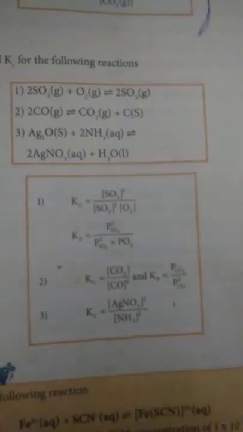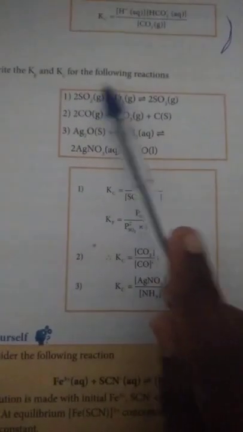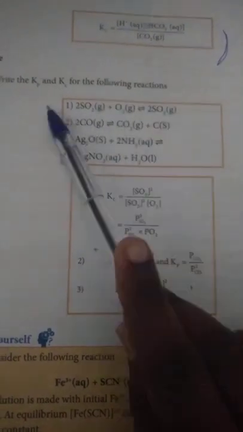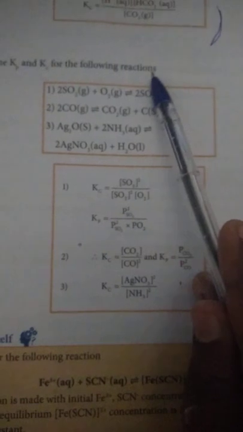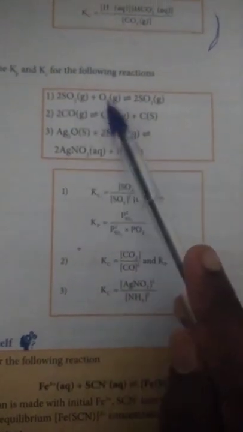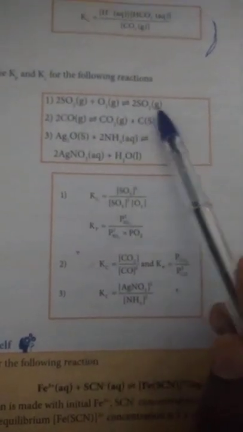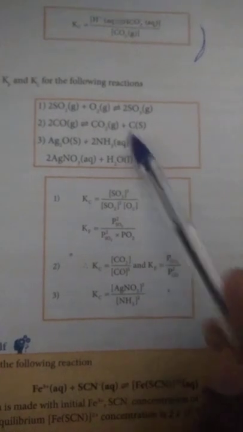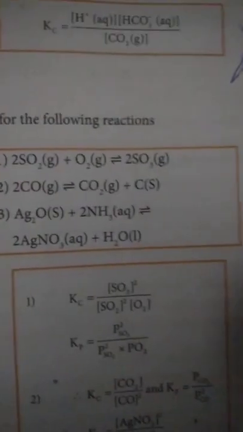Understand? See page number 9, see these examples. Write the Kp and Kc for the following reactions. First example, 2 sulfur dioxide plus O2 gives 2SO3. In this example, how can we write the Kp and Kc value? Can you tell the formula for Kc first?